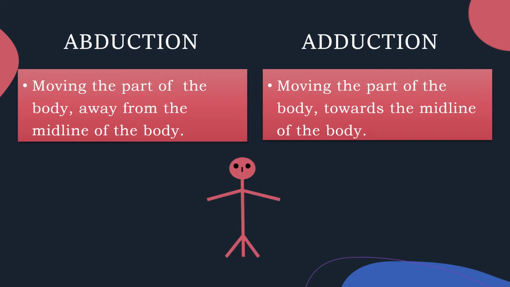Imagine this is a human body and this is your midline. This is your right and this is your left. Aligned with your shoulder, if your right upper limb is moved away from the midline of the body, it is called right upper limb abduction. If your right upper limb is moved towards the midline of the body, it is called right upper limb adduction.